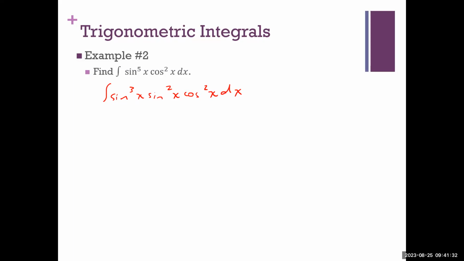Do we see a way forward with substitution after that? Go ahead. Swap out sine squared x with 1 minus cosine squared. Let's try that. So now we have sine cubed of x times 1 minus cosine squared of x times cosine squared of x dx.